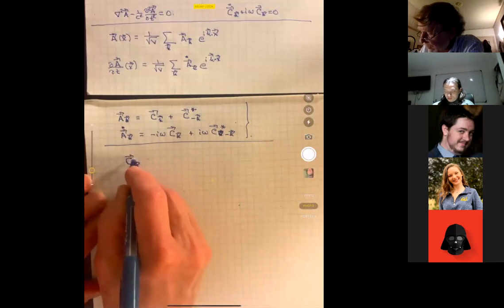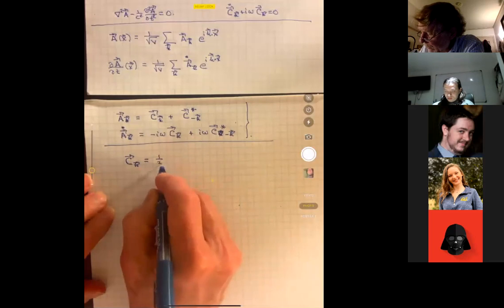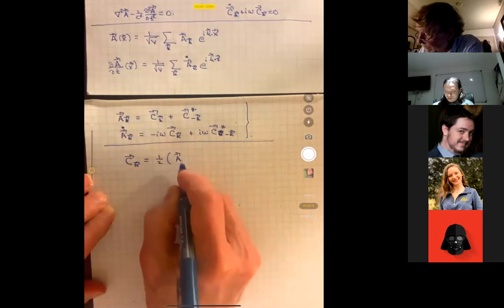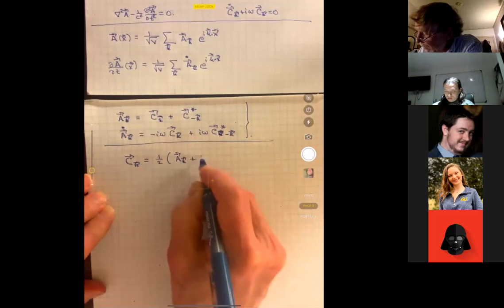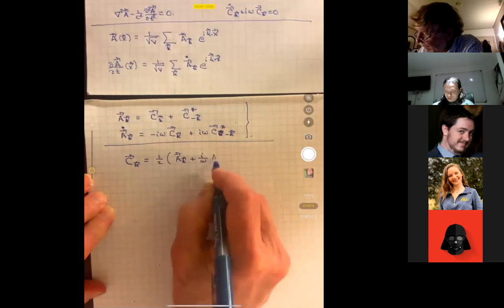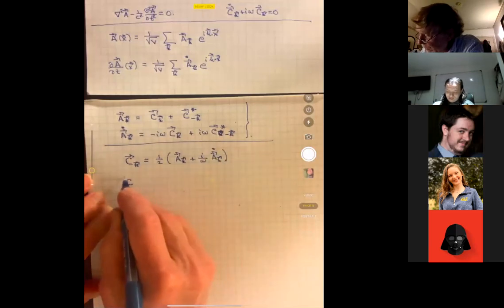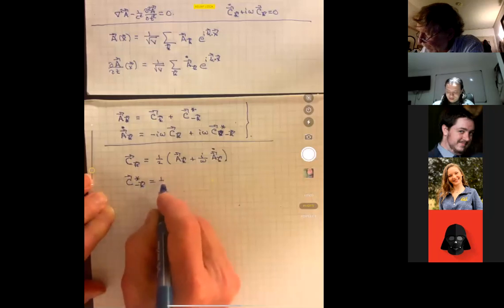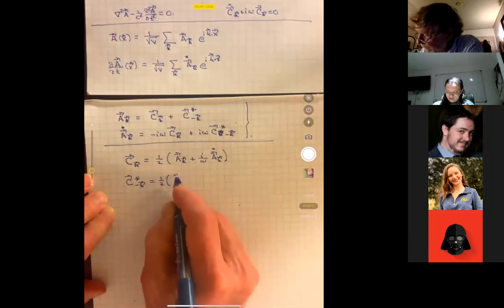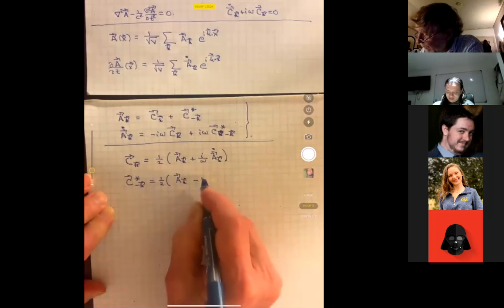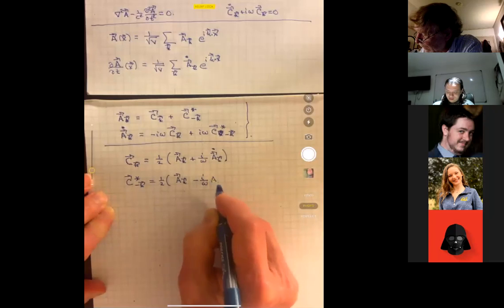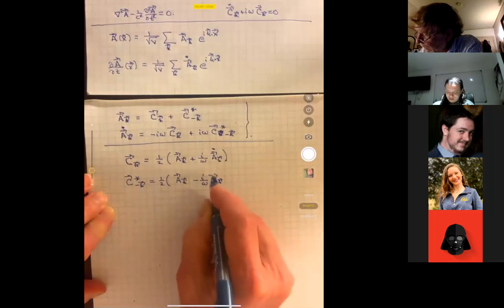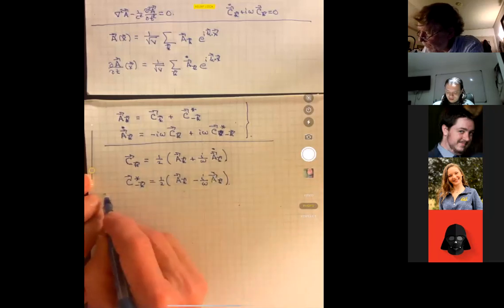If you do the algebra, here's what you get. C sub k is equal to 1/2 of A sub k plus i over omega A sub k dot. And you also get C sub minus k complex conjugated is 1/2 of A sub k minus i over omega times A sub k dot. You get two formulas like this.